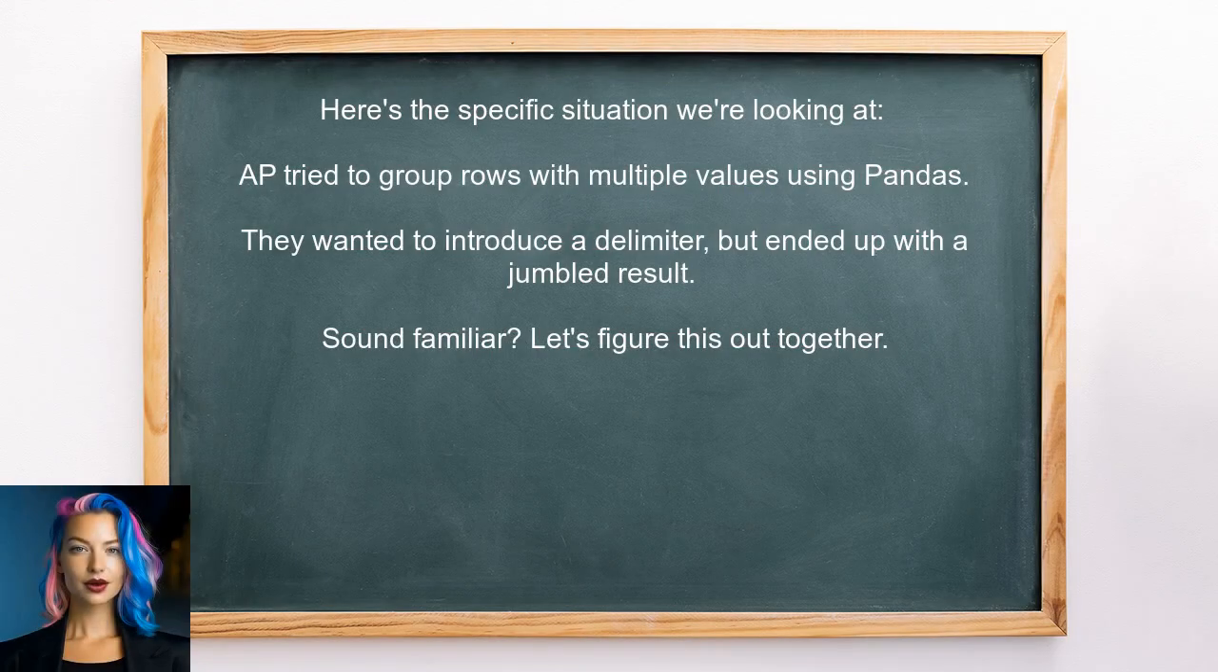Let's take a look at the specific question from our viewer, AP. They tried to group rows with multiple values using Pandas, but the output wasn't what they expected. They wanted to introduce a delimiter to separate the values, but ended up with a jumbled result. Sound familiar? Let's figure this out together.